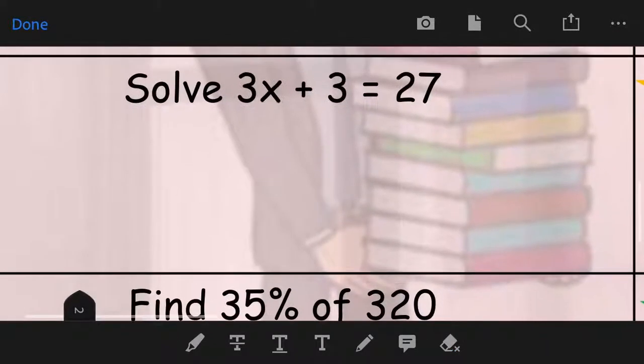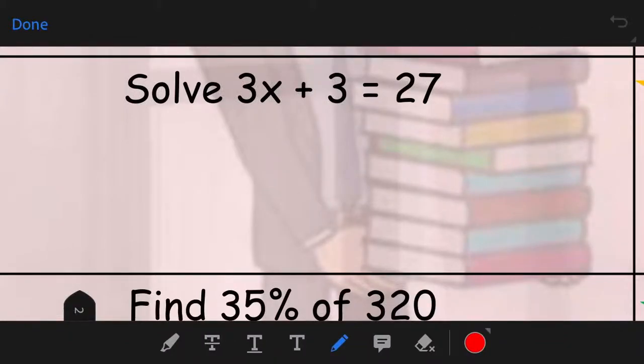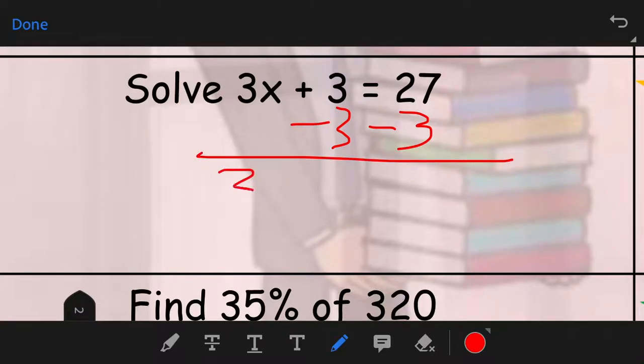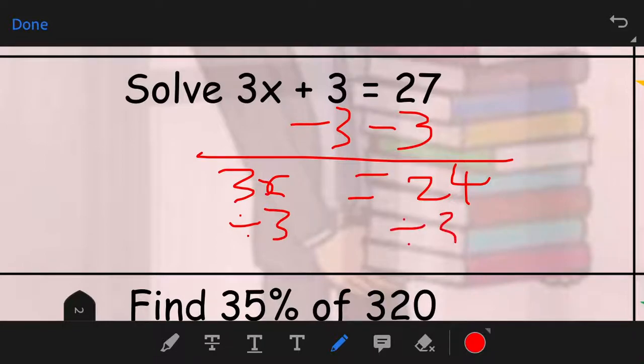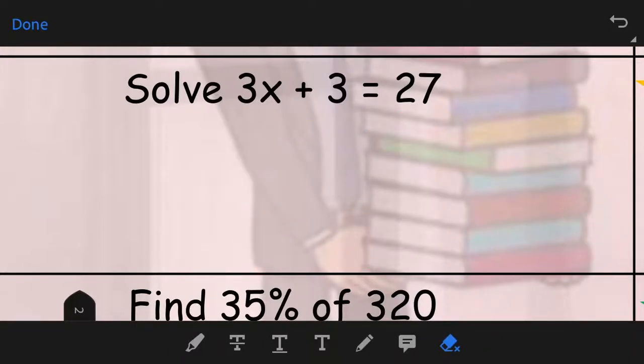So I've got solve 3x plus 3 equals 27. So I'm going to take away 3 from both sides as my first step. 3x moves straight down. x plus 3 and minus 3 make nothing. 27 take away 3 is 24. 3x equals 24. I'm going to divide by 3 next. If I divide by 3, I end up with an answer x equals 8. 3 points for that one.